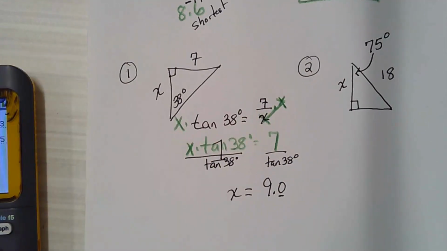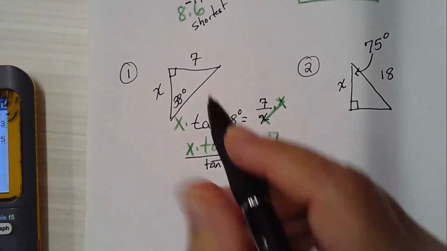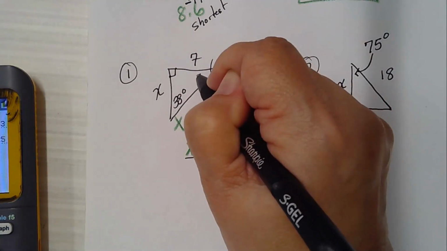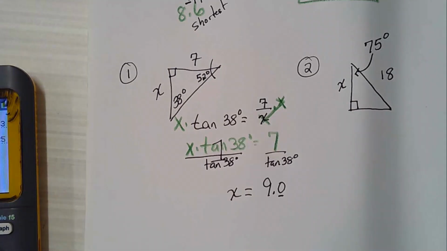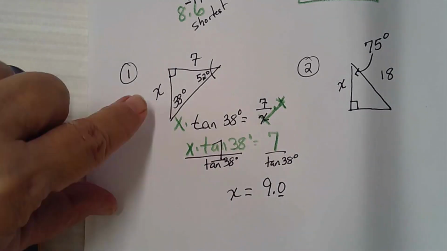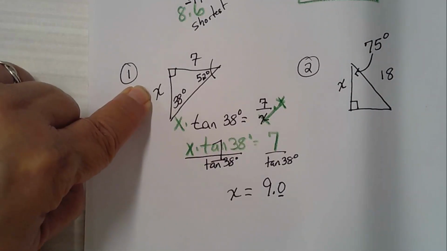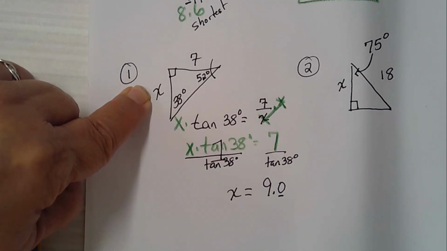Now, let's just look for a minute. If this angle is 38 degrees, doesn't this angle here have to be 52 to add up to 90? So this answer of x should be bigger than 7, true story. So our answer makes sense.